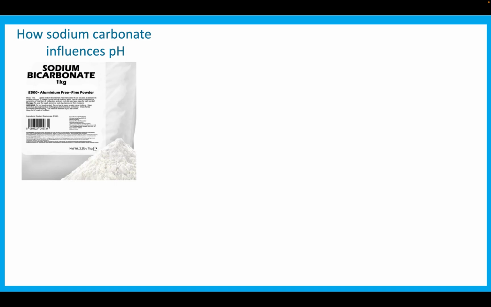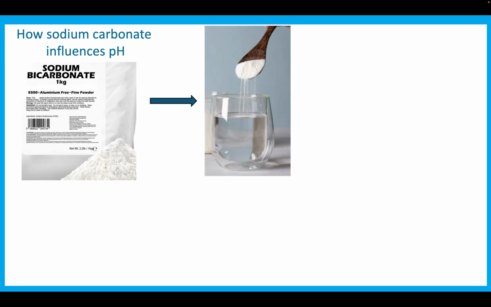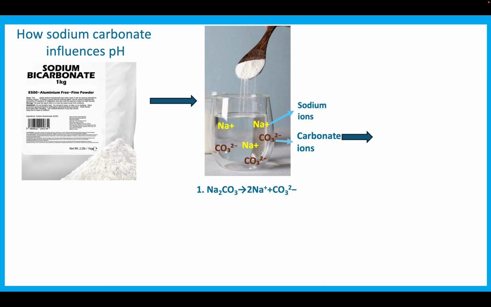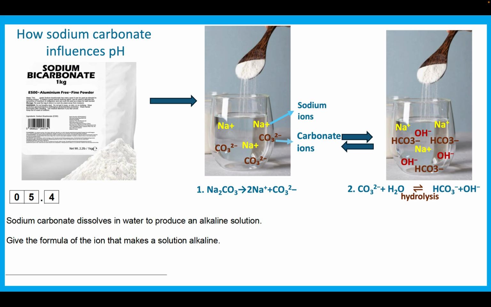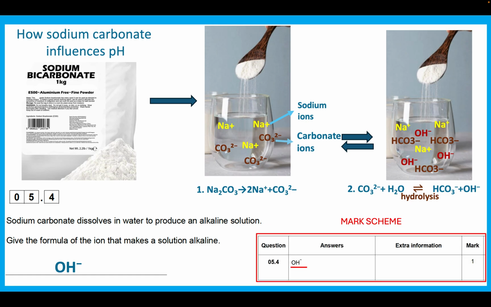This question refers to understanding how substances like sodium carbonate influence pH. Now, sodium carbonate, also known as baking soda, is a water-soluble basic salt that firstly dissociates into sodium ions and carbonate ions when dissolved in water. This is an irreversible reaction. The carbonate ion undergoes a reaction with water, known as hydrolysis, which leads to the formation of the hydroxide ion, making the solution alkaline. Therefore, the correct answer to the question is the hydroxide ion, for which you will earn full marks according to the marking scheme.